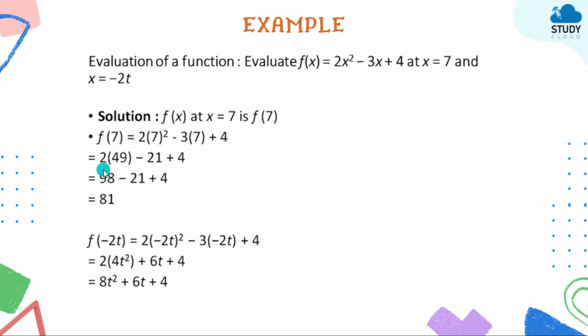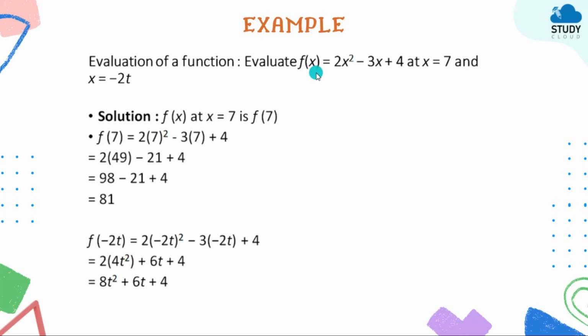This will be equal to 2 into 49 because 7 square is 49. 3 into 7 is 21, so minus 21 because there is the minus sign, plus 4. 2 into 49 will give you 98 minus 21 plus 4 as it is. So f7 is 81. As simple as that. Now similarly, like you have solved this, you will now substitute the value of x as minus 2t.